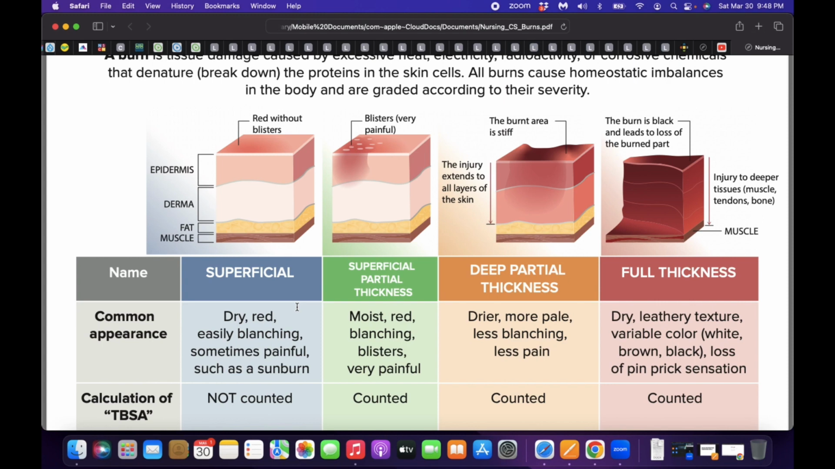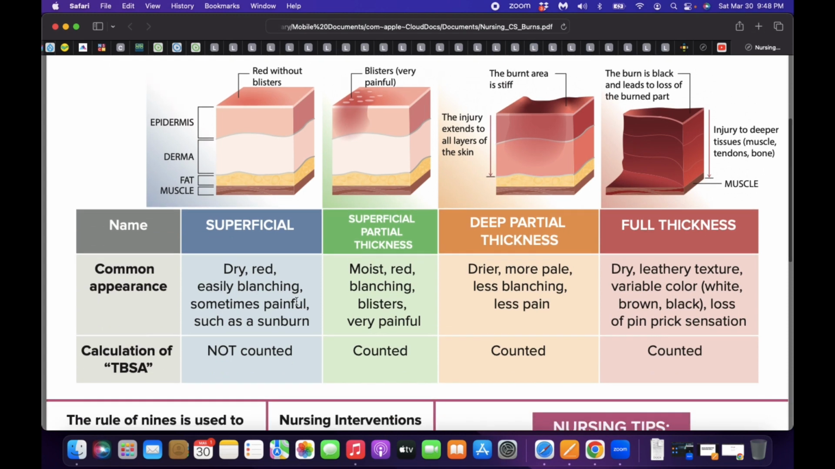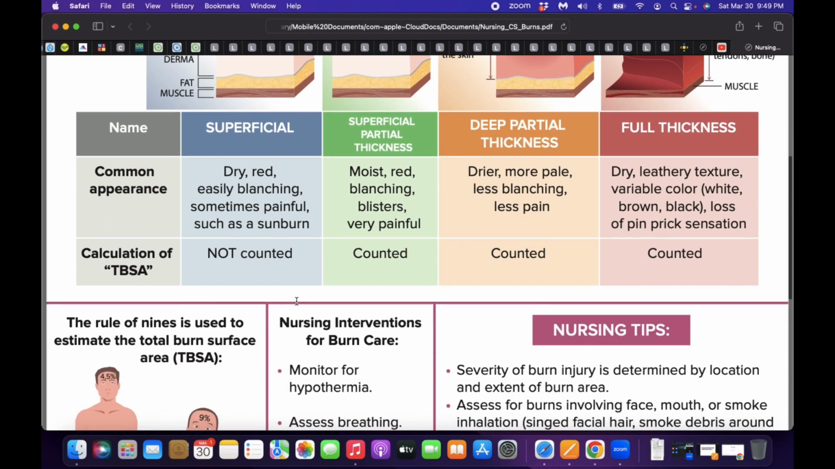For the calculation of TBSA, TBSA stands for total body surface area. For your superficial burn, it's not counted. For your superficial partial thickness, it's counted. Deep partial thickness is counted, including your full thickness. How do you calculate the TBSA? By using the rule of nines.